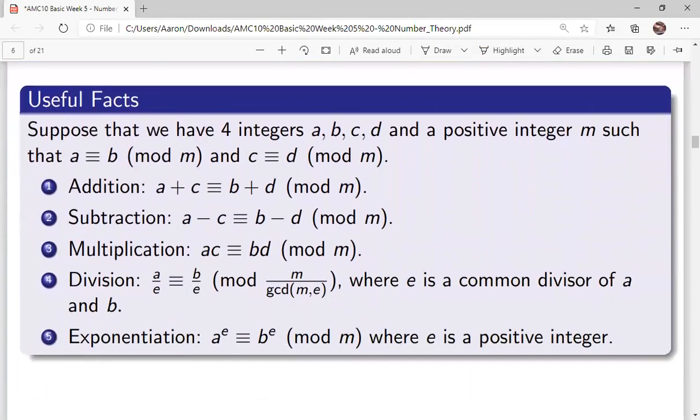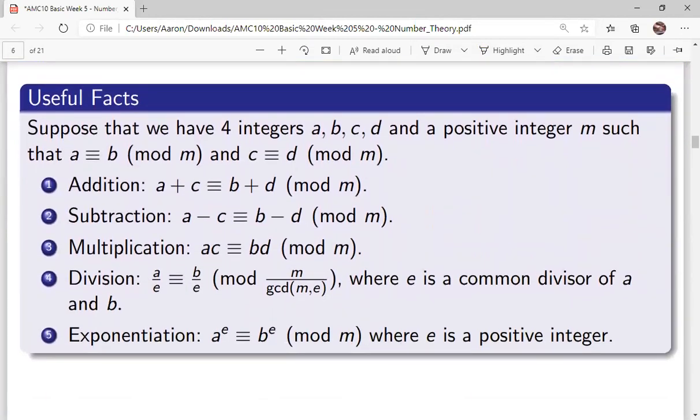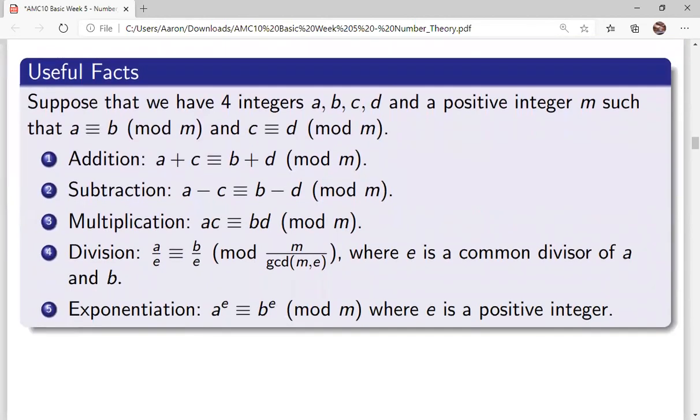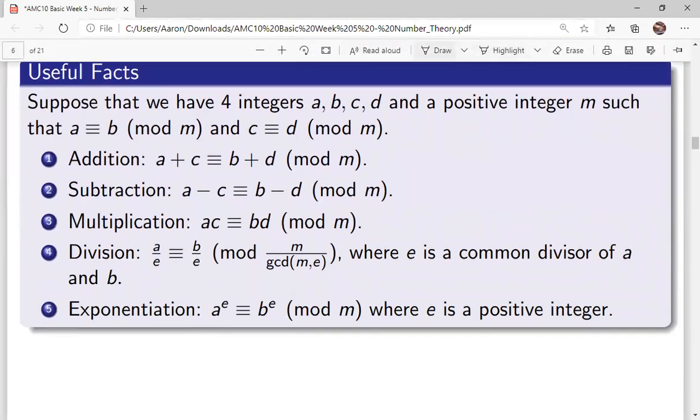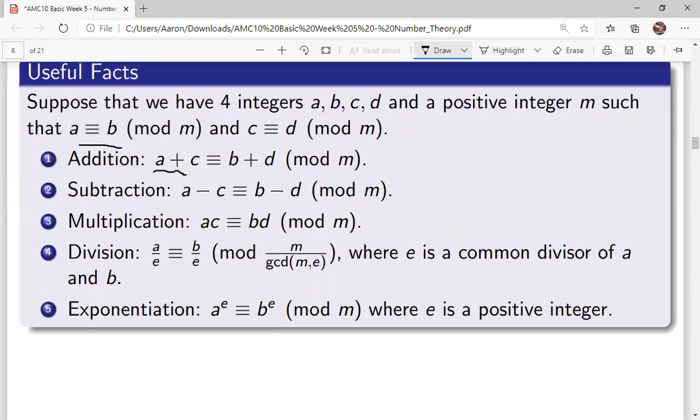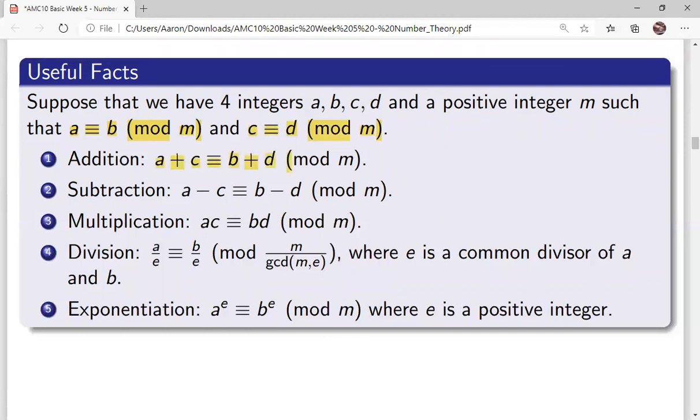And some useful facts to know about modular arithmetic, and these are very similar to just the rules for equations. If A is congruent to B mod M and C is congruent to D mod M, then you have that A plus C is congruent to B plus D mod M. And you also have that A minus C is congruent to B minus D mod M. And A times C is congruent to B times D mod M.